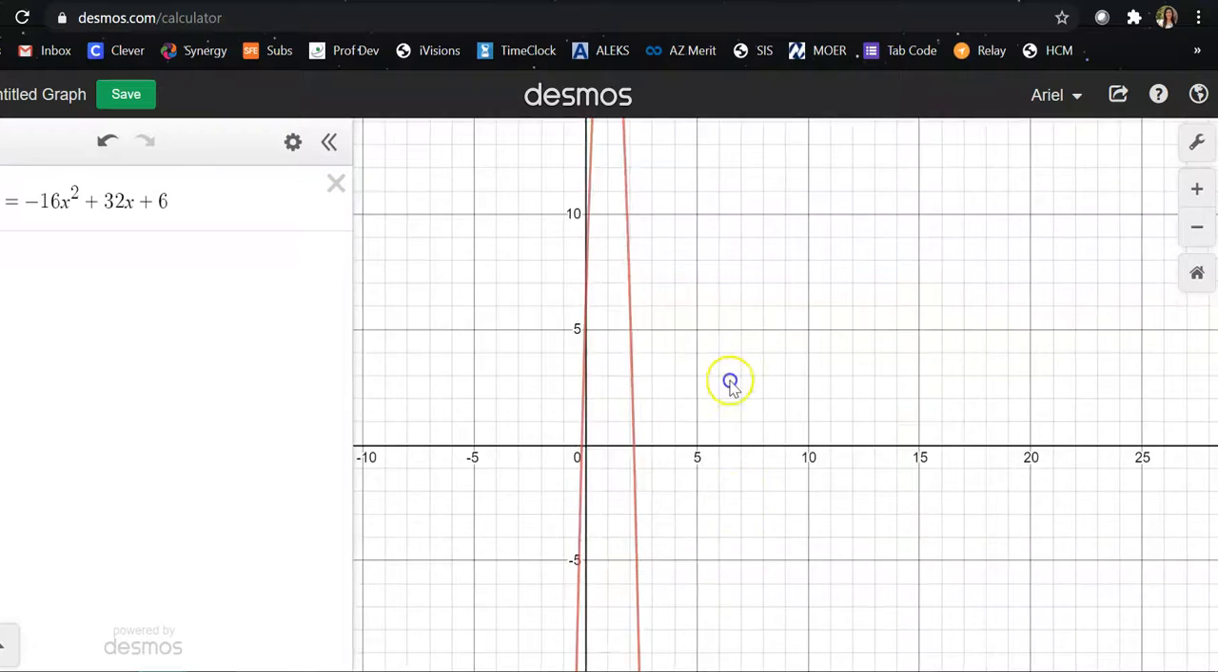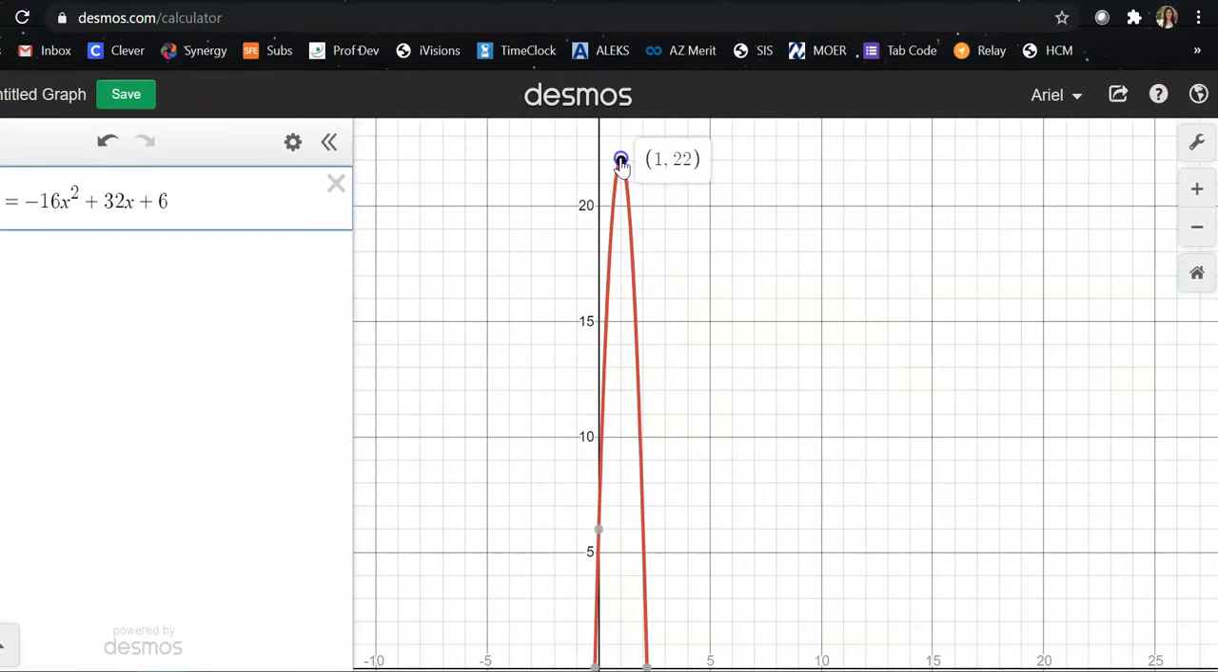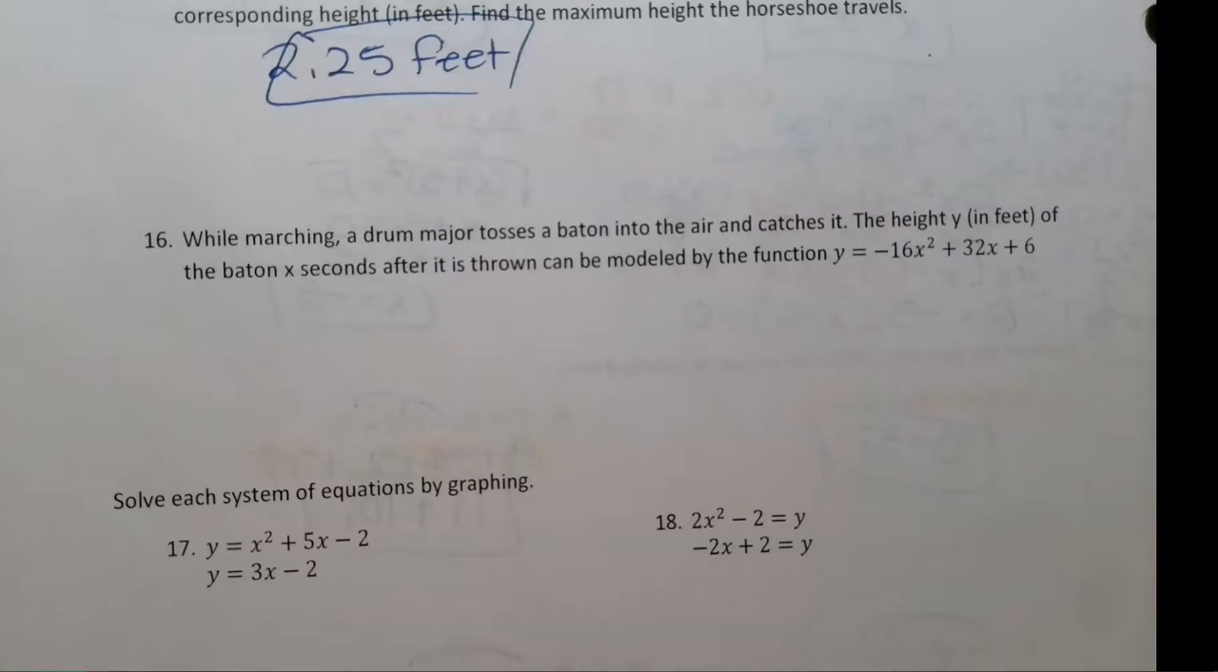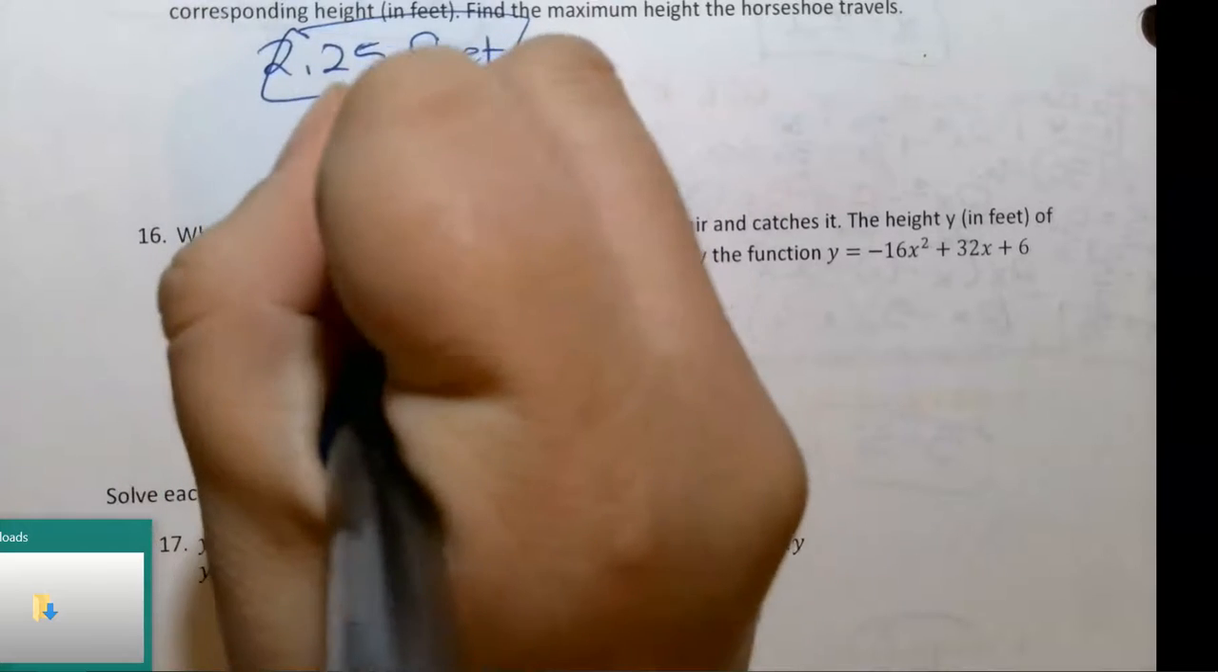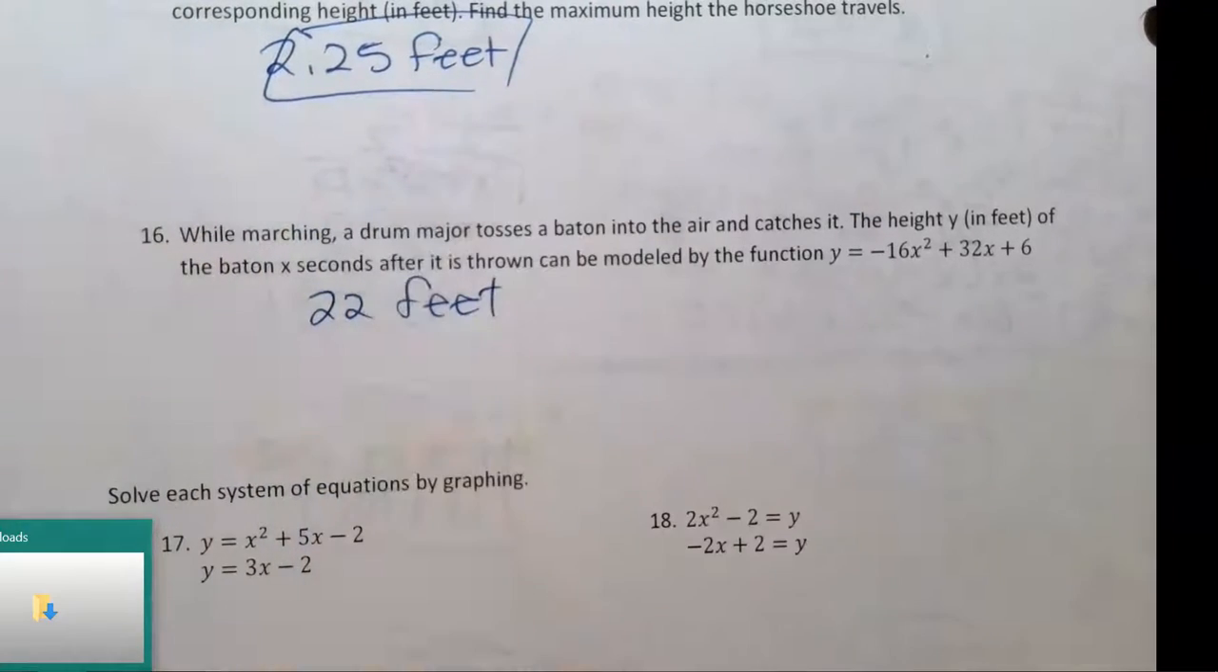And then I want to make sure I can see my vertex. I click on it and it gives me 1, 22. Remember, my y value is the height, so 22 is my answer here. 22 feet.